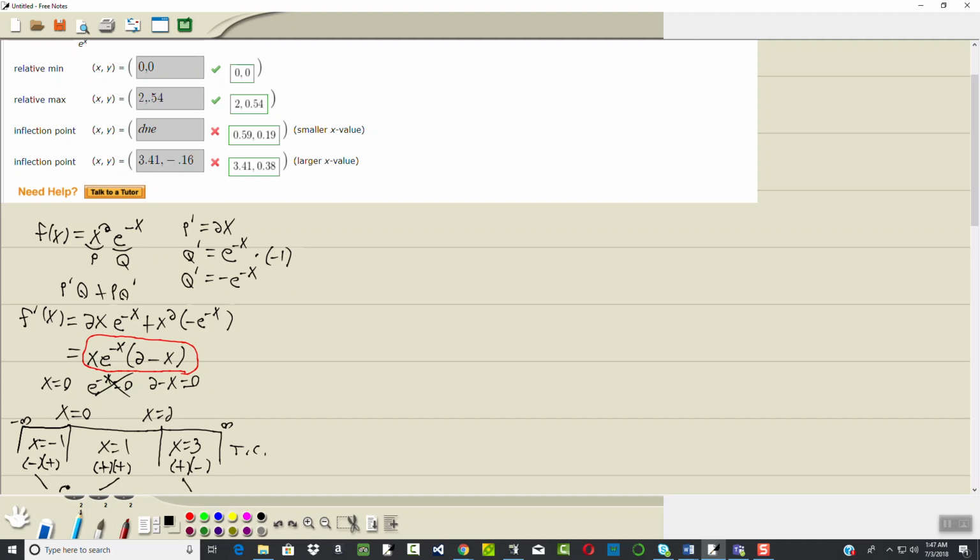So this is a min, and this is a max. Now, where they get the y part is you then take x equals 0 and x equals 2, plug it into your original problem, and see what it gives you decimal-wise, unless it gives you an exact value. Now, our inflection point.